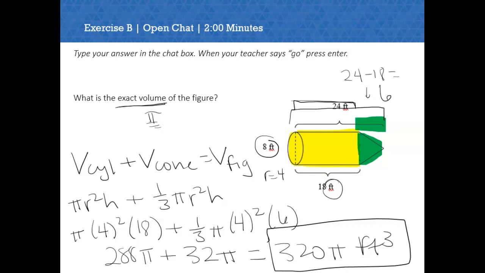And we treat this pi just like it's a variable, like if this was an x. 288x plus 32x would be 320x. So we're treating this pi just like a variable. And that's how we find exact as opposed to a decimal form.